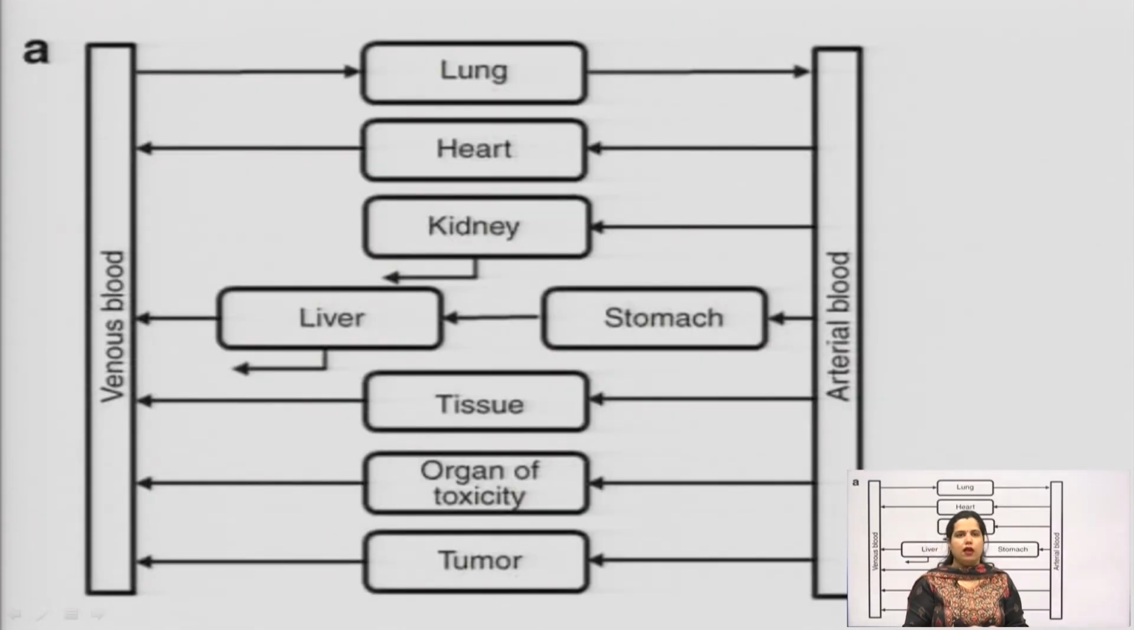So, you see here the venous blood and arterial blood. Different organs are connected to that particular blood compartment: lung, heart, kidney, liver, stomach, tissue, organ of toxicity, and tumors.